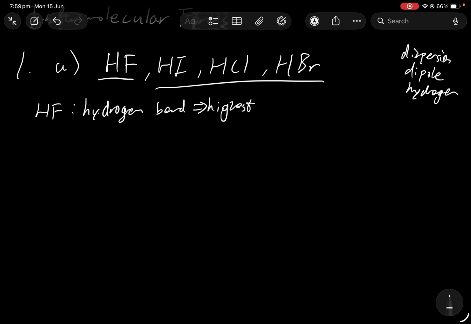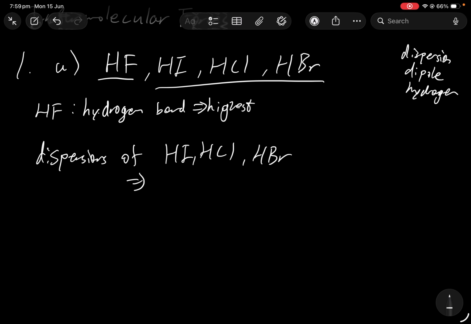So the dispersion forces of HI, HCl, and HBr will be in order of iodine first, because iodine is highest. So HI will be the highest because it has the most electrons. It will have the most dispersion forces. And then it will be HBr, and then it will be HCl.